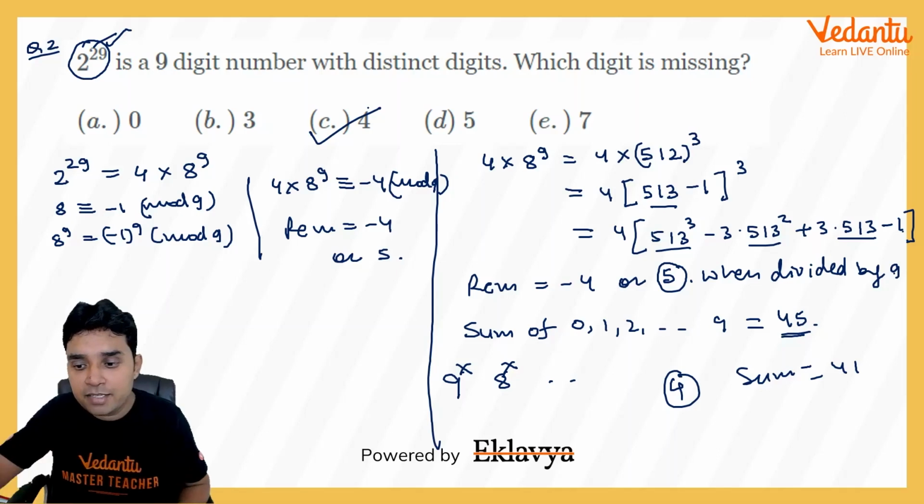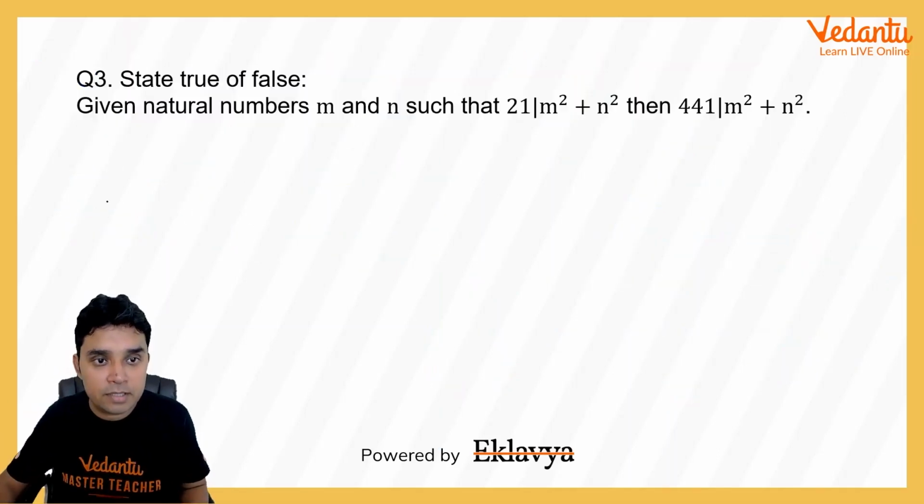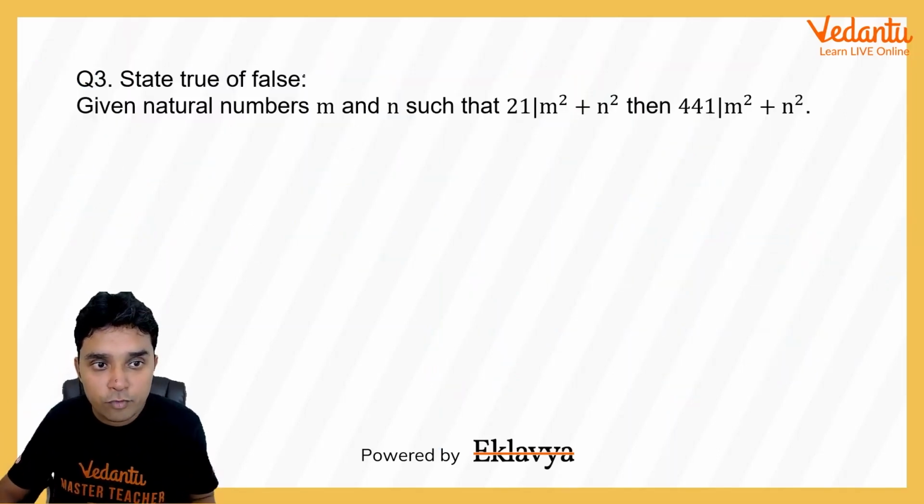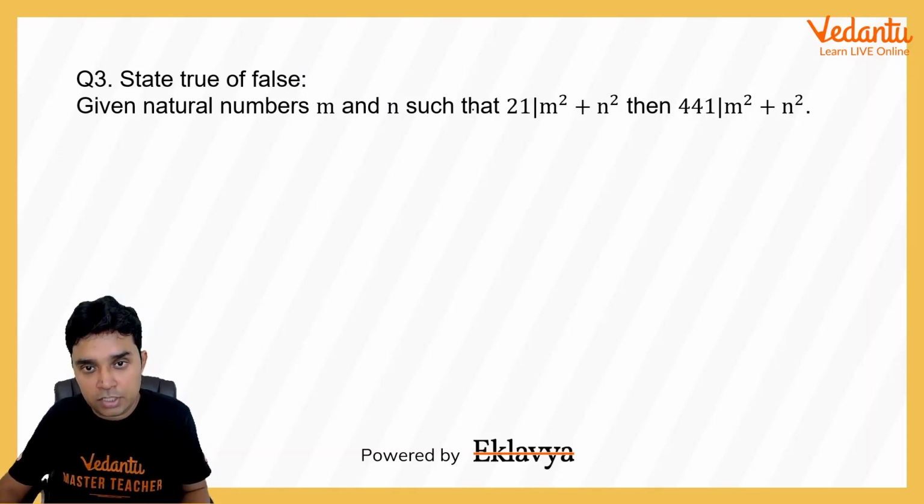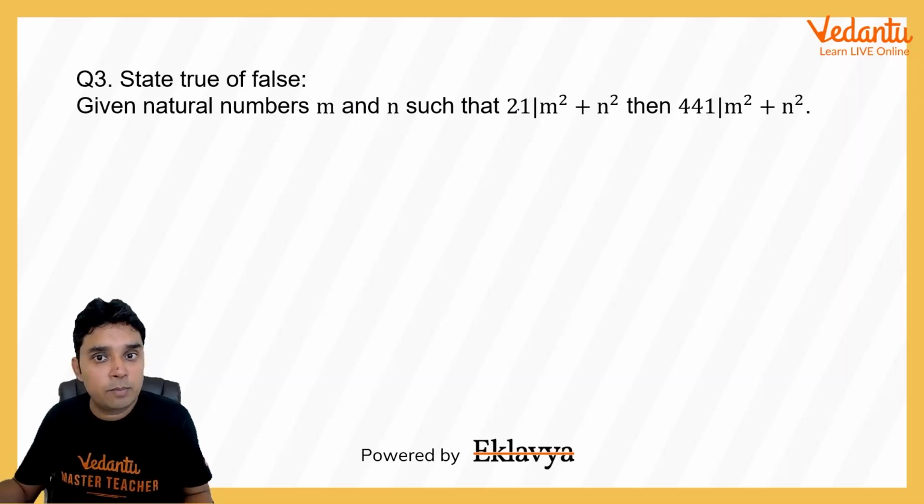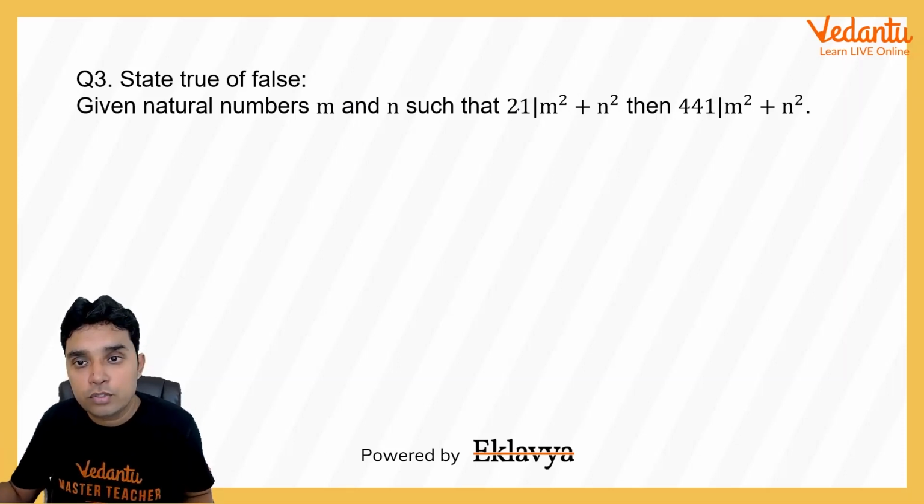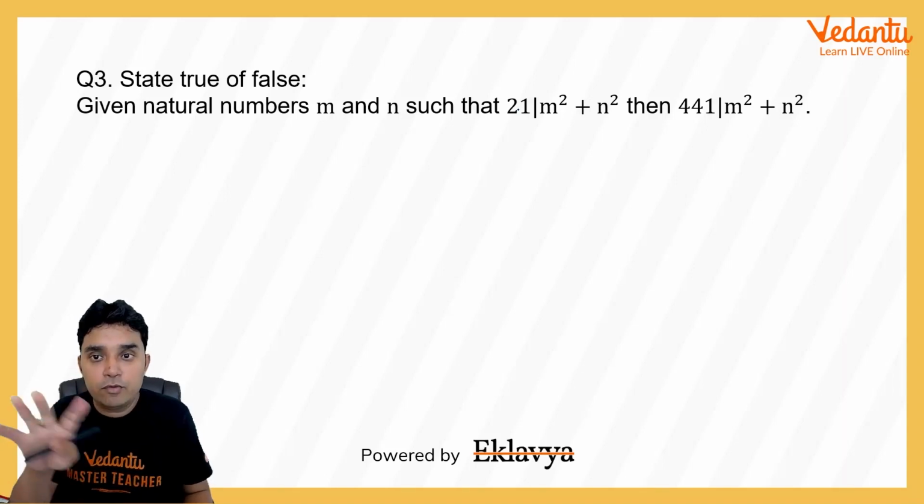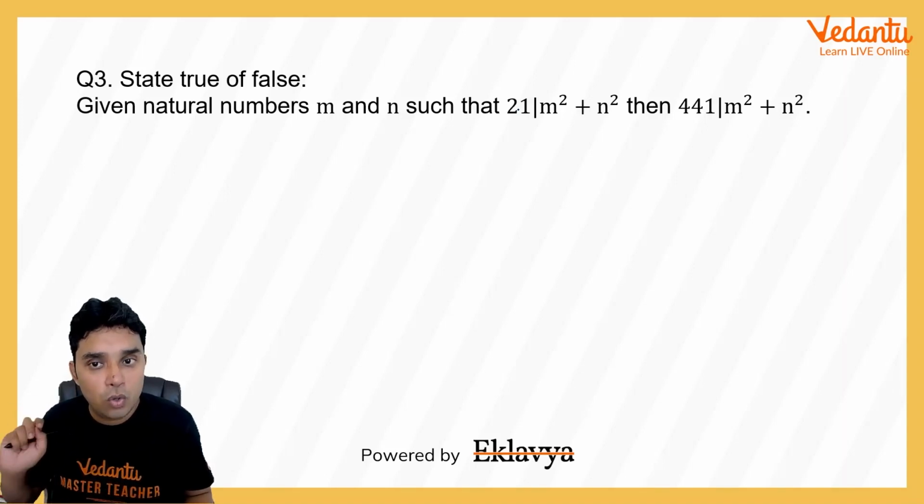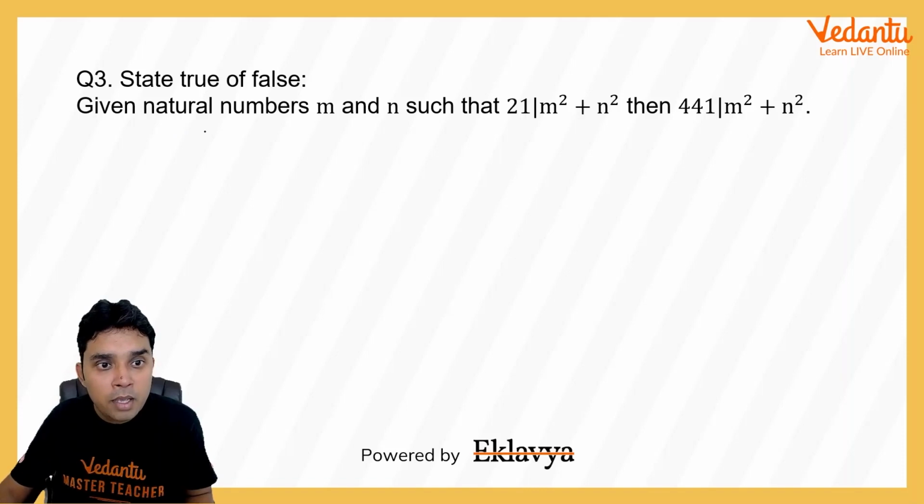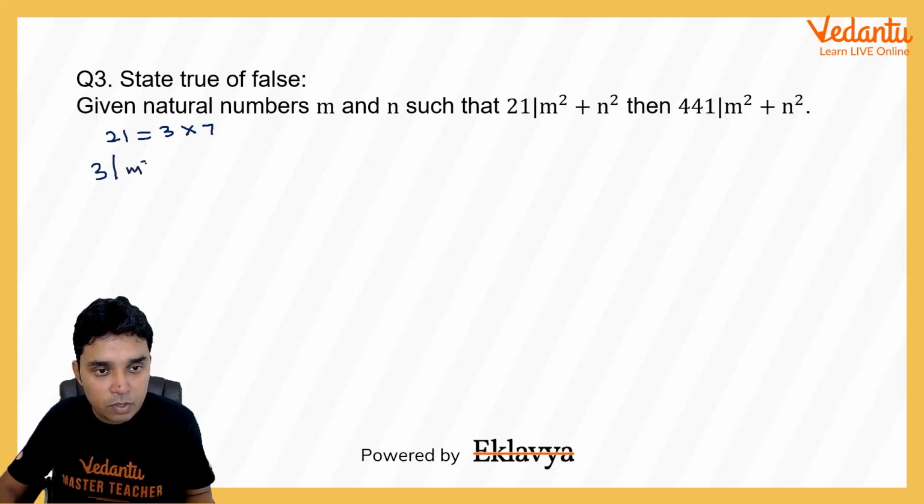Okay, chaliye, next question. Coming to question number 3, it says state true or false. You are given that natural numbers m and n are such that 21 divides m square plus n square, then 441 also divides m square plus n square. We have to find whether it is true or not. As we know, 21 is 3 into 7, which means 3 will divide m square plus n square, and also 7 will divide m square plus n square.